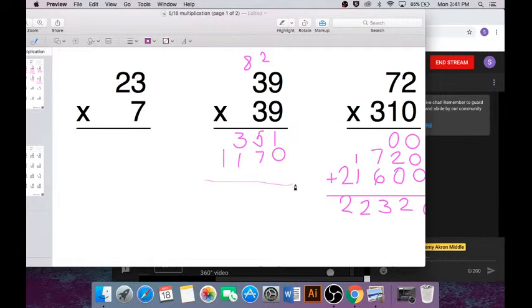And then we add those together. 1 plus 0 is 1. 7 plus 5 is 12. And on the 2 we carry our 1. 3 plus 1 is 4, plus 1 is 5. And 1 plus 0 is 1. So our answer is 1,521.